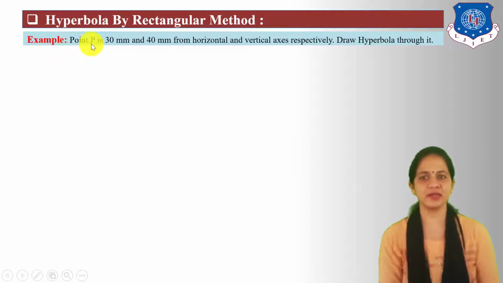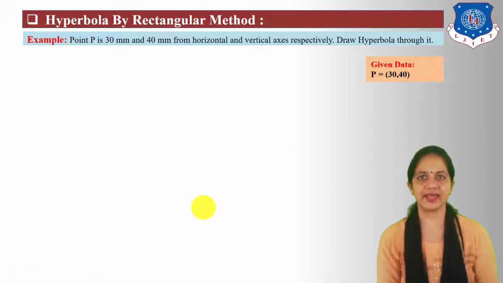Example is given here. Point P is 30 mm and 40 mm from the horizontal and vertical axis respectively. Draw a hyperbola through it. First list out the given data. P point is given 30 mm distance on the x-axis and 40 mm distance on the y-axis.